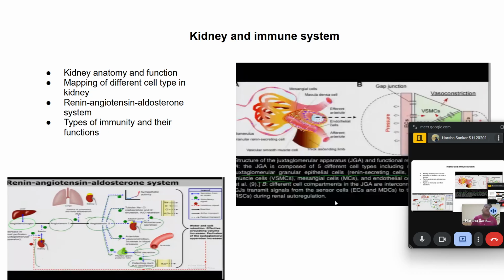Then finally, the fourth class was mainly about the types of immunity. There are two types of immunity: innate and adaptive immunity. Innate immunity is the immunity present at the time of birth itself. It's the first line of defense. Whenever anything comes into our body, there are mechanisms or systems in our body to prevent the entry of microbes or any kind of foreign bodies. That first line of defense is innate immunity.